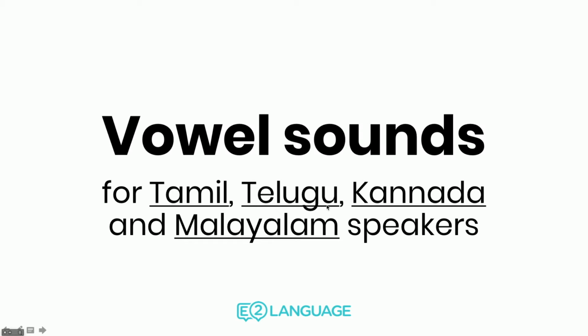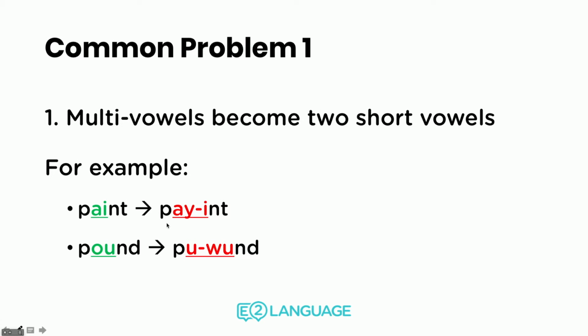Let's look at the vowel sounds for Tamil, Telugu, Kannada, and Malayalam speakers. So let's look at some of the common problems. Here's the first common problem. As I mentioned, English has lots of these multi-vowel sounds. So a multi-vowel sound is when you take two vowels like A and I and it becomes a single gliding sound. It's like two vowels when you're gliding across two sounds at once. But in your language, you don't have these sounds.